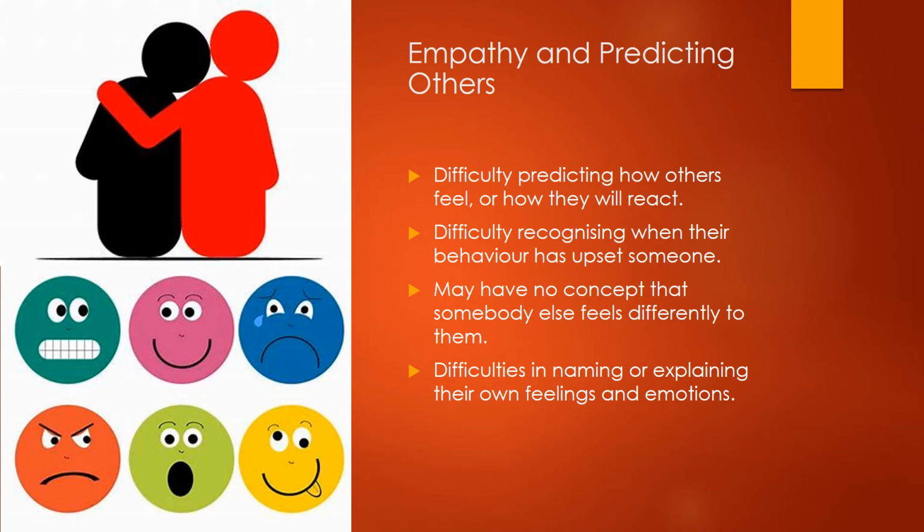Children with ASD have difficulties with predicting how others feel or how they will react. This is a core impairment of ASD, and allowances should always be made. The child with ASD may not recognise when their behaviour has upset someone and have no concept that somebody else feels differently to them. Many will have difficulties in naming or explaining their own feelings and emotions. In fact, discussions around this can be very distressing for the child who genuinely does not understand the concept of others' emotions.